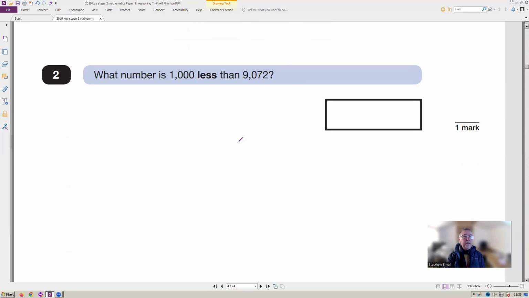Write a number that is 1,000 less than 9,072. Well, that's going to be 8,072 then, isn't it?